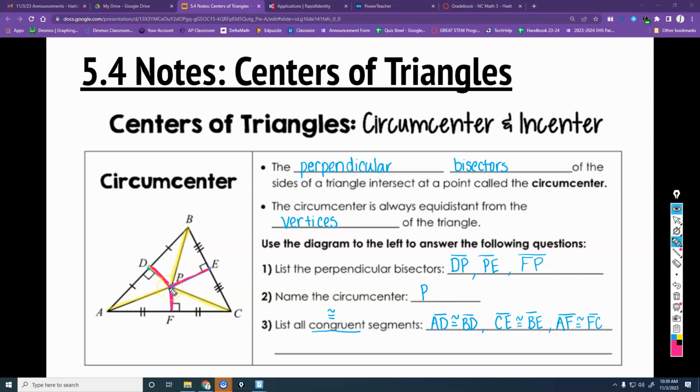Whenever you have perpendicular bisectors connecting here at the circumcenter, it tells us that the circumcenter is equidistant from the vertices. The vertices are the corners of your triangle, and these three lines that go from the center to the vertices are all congruent to each other. So we want to add down here on this bottom line, AP would be congruent to CP, which would be congruent to BP. All three of those are congruent to each other.